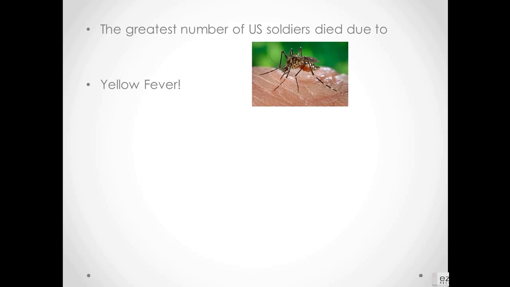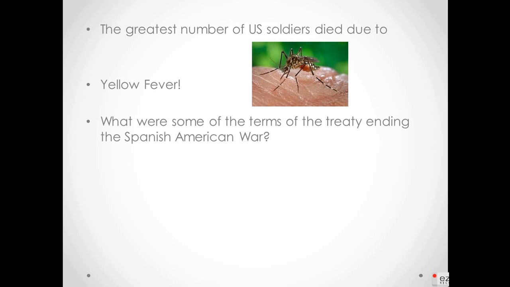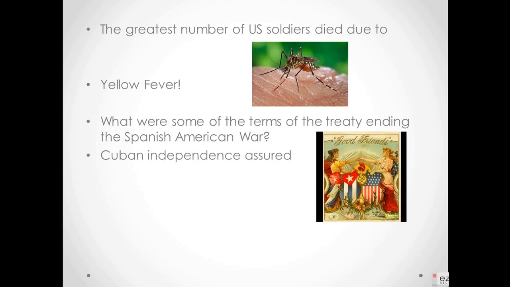What were some of the terms of the treaty ending the Spanish-American War? Now that we made it through, what did we end up with? Well, Cuban independence was assured. We made sure that Cuba could be independent, and later they overthrew themselves and created a communist state, so some people were kicking themselves. But anyways, at the time, it was a really good thing for Cuba to be independent. The Philippines became a U.S. territory, but they really didn't like being a U.S. territory at the time. They really fought against it, so keep that in mind.